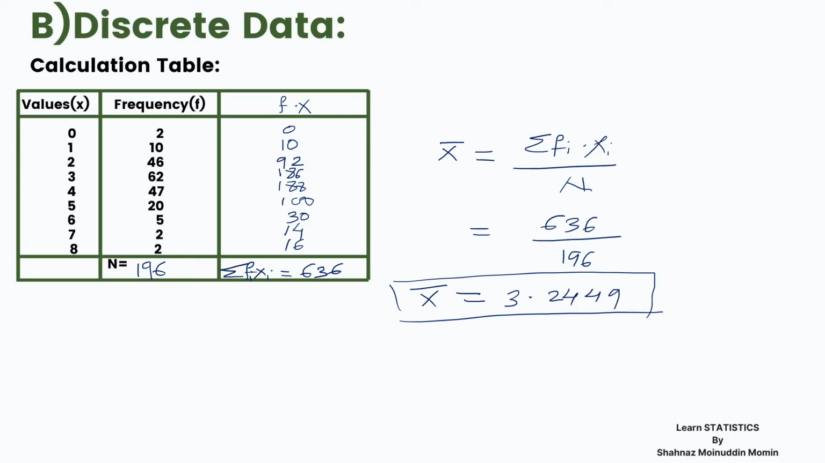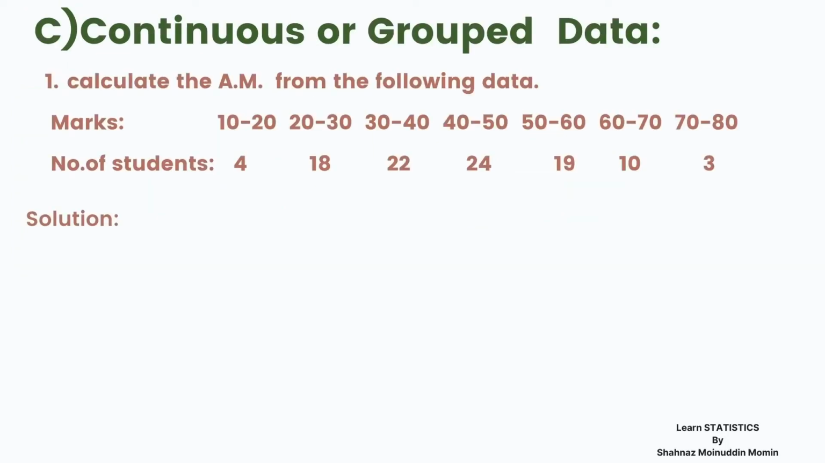Hence, the mean or arithmetic mean in this example is 3.2449. Now let us learn the arithmetic mean in continuous or grouped data. How to calculate in the grouped data. Consider the example, calculate the arithmetic mean from the following data. Here we have given marks and number of students.